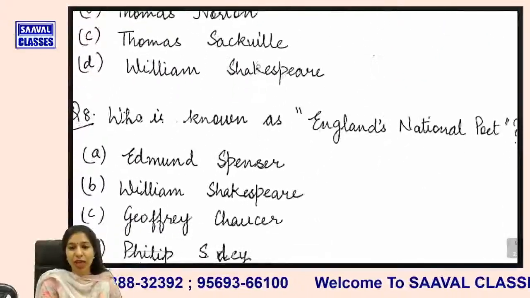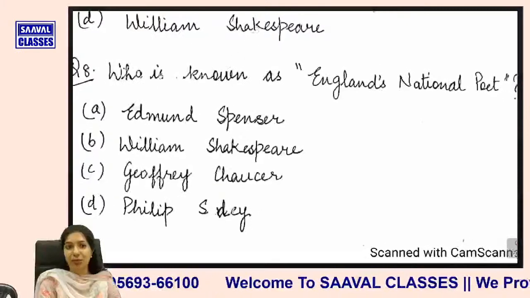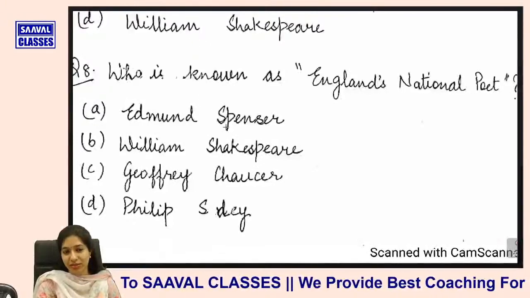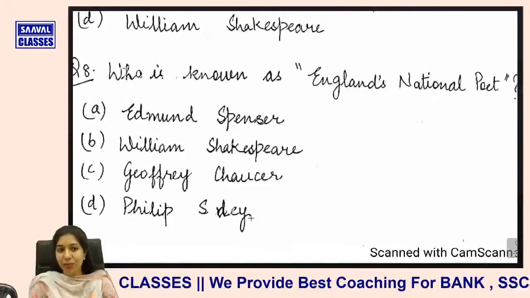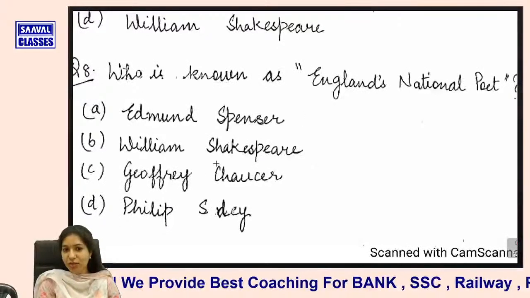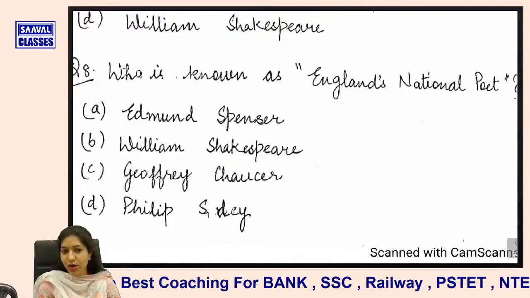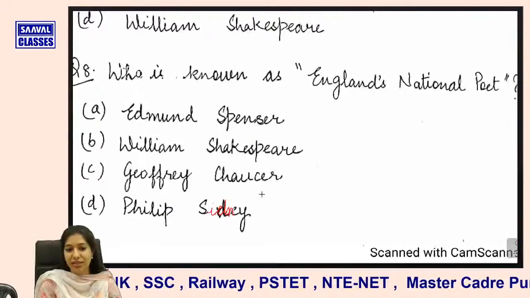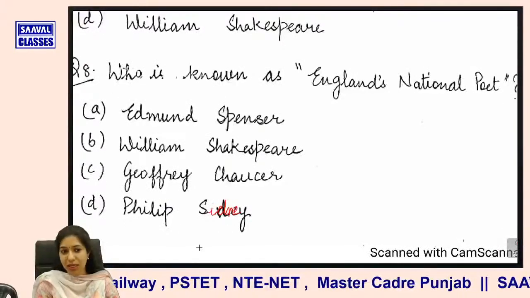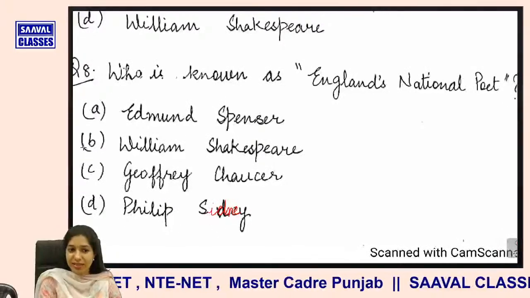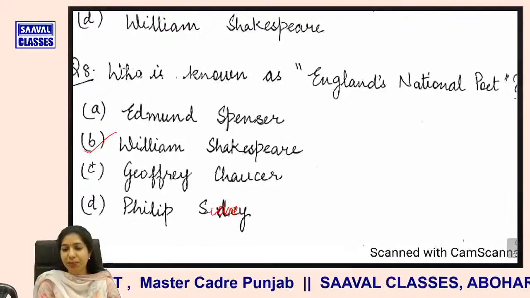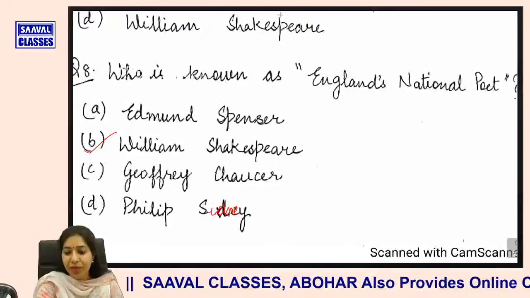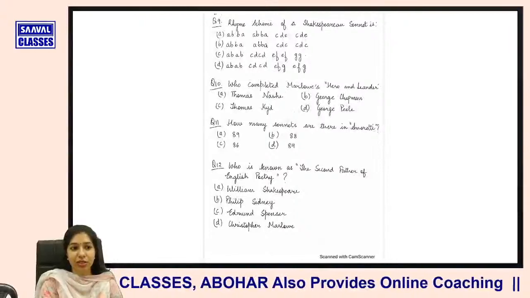Who is known as England's national poet? And I guess nothing could be easier than this question. Who is known as England's national poet? Edmund Spenser? Was it William Shakespeare, Geoffrey Chaucer or Philip Sidney? This is Philip Sidney. You can correct the spellings. Something was missing. Philip Sidney. Yes, B is right. William Shakespeare is known as England's national poet. Right? Moving on to the next question.